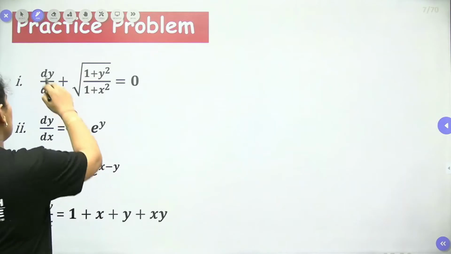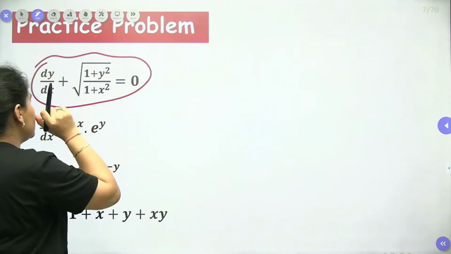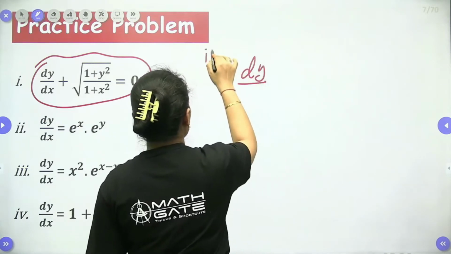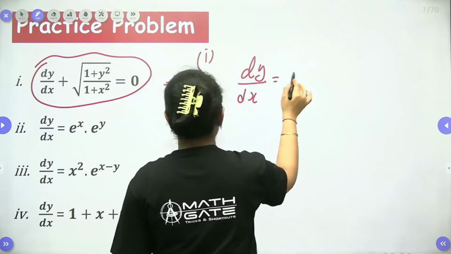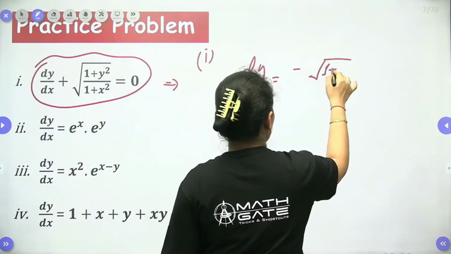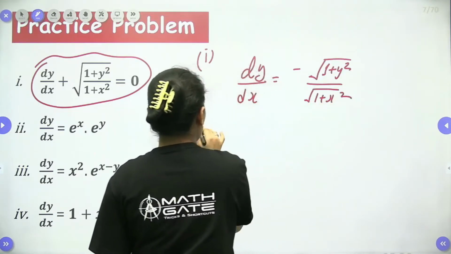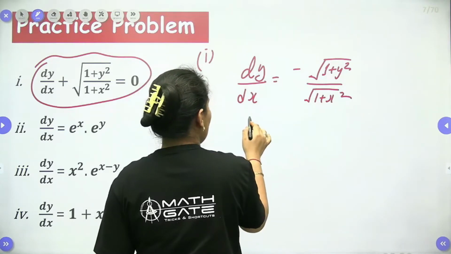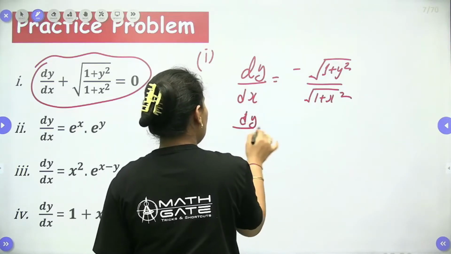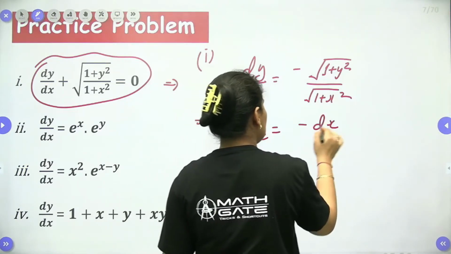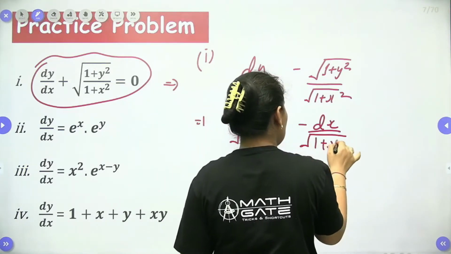Now let's come to the next question. We have more and more questions to approach. This is a simple question. Let me write down the question here only. dy by dx is equal to minus root of 1 plus y square divided by root of 1 plus x square. When we approach it, it will be dy by root of 1 plus y square is equal to minus dx by root of 1 plus x square.